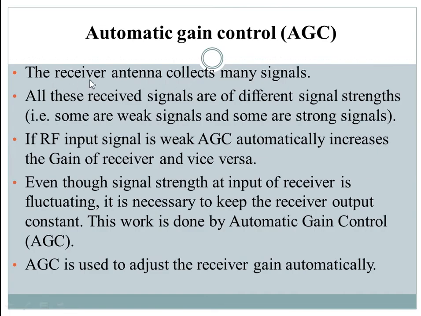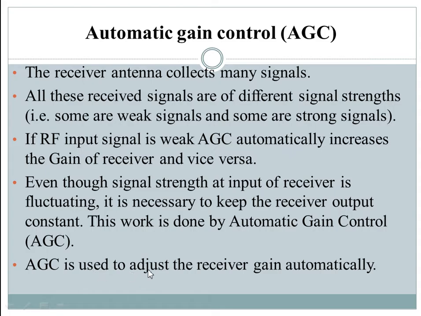The receiver antenna collects many signals. Among them, some are weak signals and some are strong signals. The purpose of AGC is that whenever the signal is weak, the AGC automatically increases the gain of the receiver, and vice versa. Even though the signal strength at the receiver is fluctuating, it is necessary to keep the receiver output constant. Whenever we get a fluctuating signal, it needs to be made constant. This operation is performed by the AGC, automatic gain control.